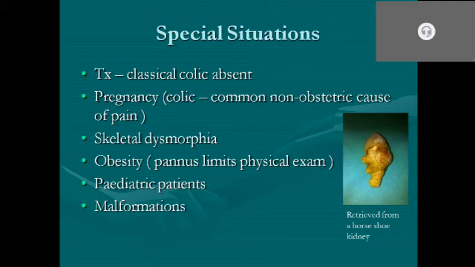In pregnancy, you may not be very sure whether the colic is because of a urological cause or because of obstetric or non-obstetric causes of pain. So you should be very careful, especially in cases of pregnancy. In cases of skeletal dysmorphia, he or she may have congenital scoliosis, so you may not be able to make out whether this scoliosis is current pathological or old pathological. In obesity, examination will be difficult. In pediatric patients, examination and clinical findings are difficult, and also in certain malformations.